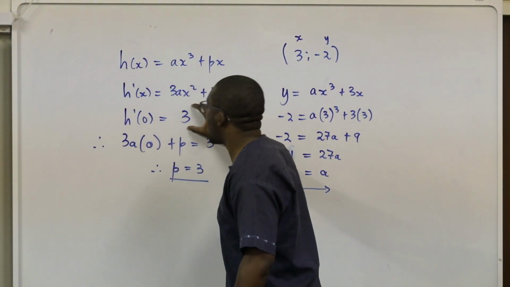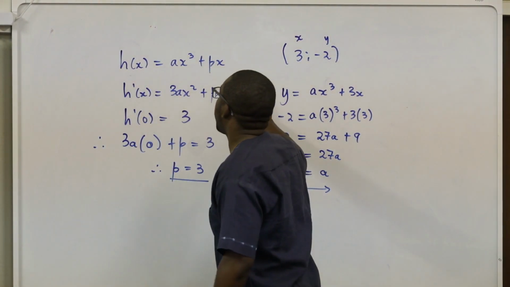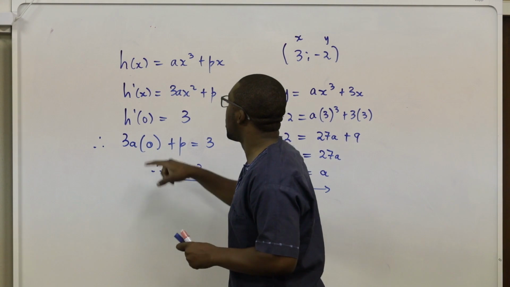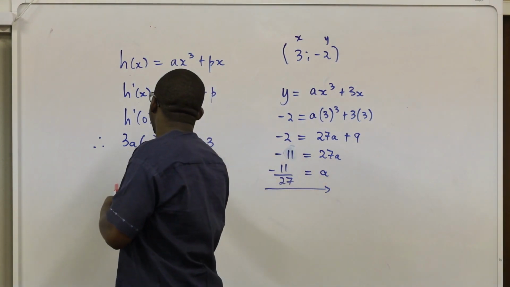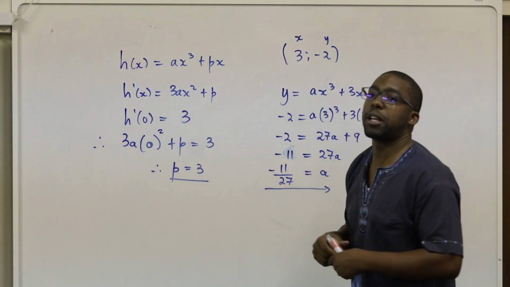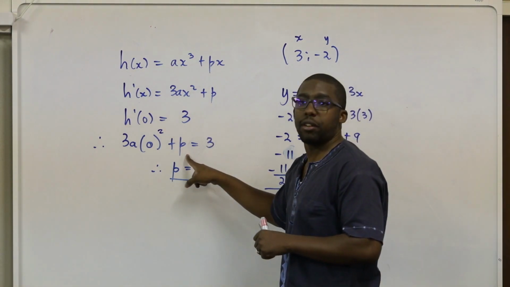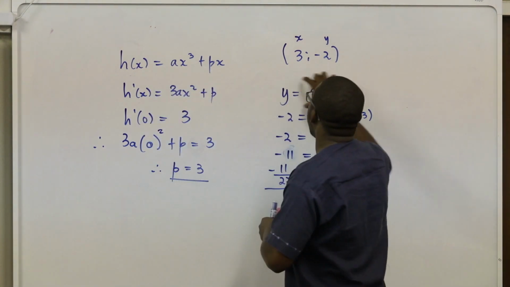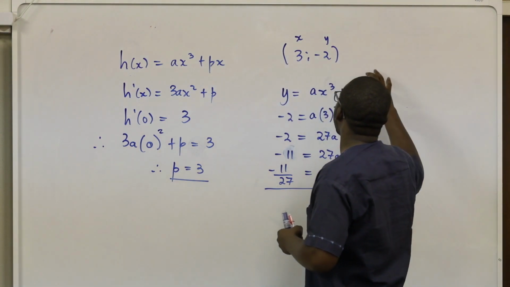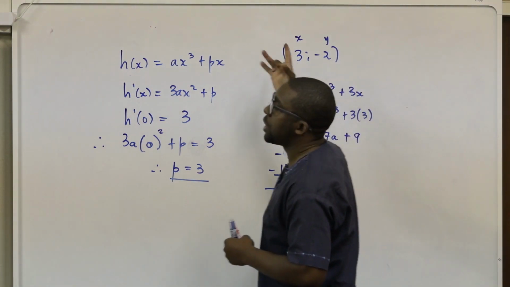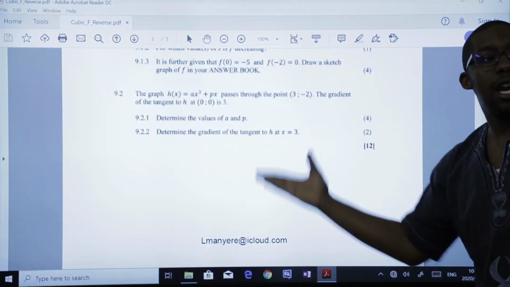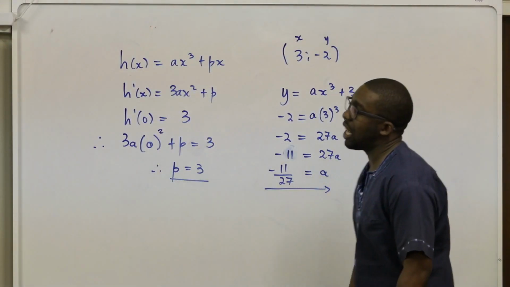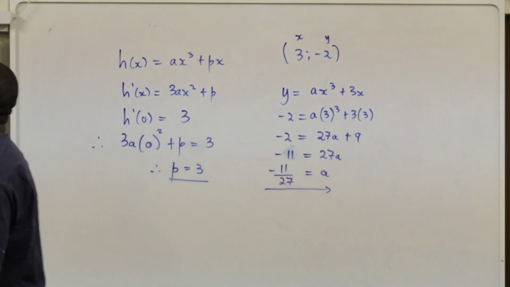You take the original h of x function, you differentiate it once, and you get 3ax squared plus p. Then they're saying the gradient of the tangent at this point, you concentrate on the value of x, because we need to substitute it into h prime of x. So substituting the value of x, which is 0, h prime of 0 is equal to 3. You come back to h prime of x, and wherever there is x, you substitute 0. That's why I'm saying 3a times 0, it was actually 0 squared. Anything multiplied by 0 becomes 0. That leaves p, because p does not have any x, and p corresponds to 3. Once we know that p is equal to 3, we rewrite the equation: y is equal to ax cubed plus 3x in place of p. Now we need another point. That's when we apply the point x is equal to 3 and y is equal to minus 2. If we substitute that, we're able to solve. a is equal to negative 11 over 27.